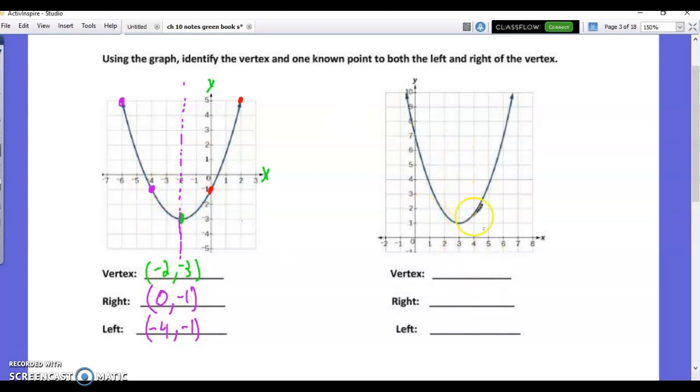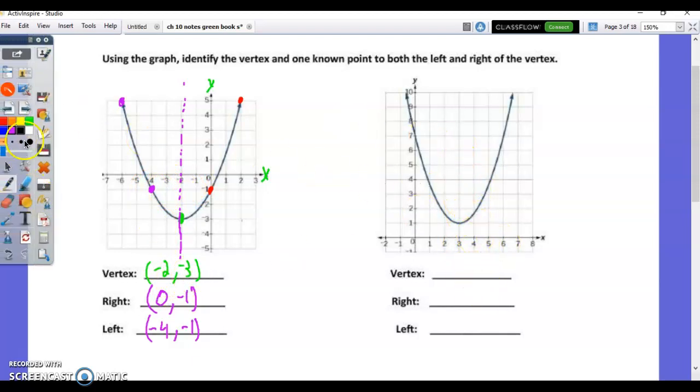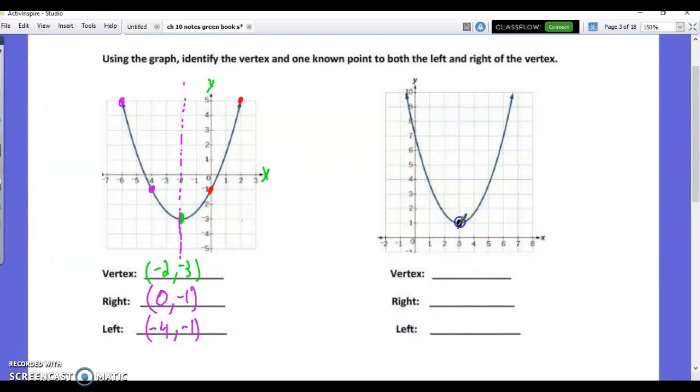All right, see if you can do this one. I'm going to go ahead and work on this problem now. So our vertex would be here. This would be 3 for our x, 1 for our y. So (3, 1).